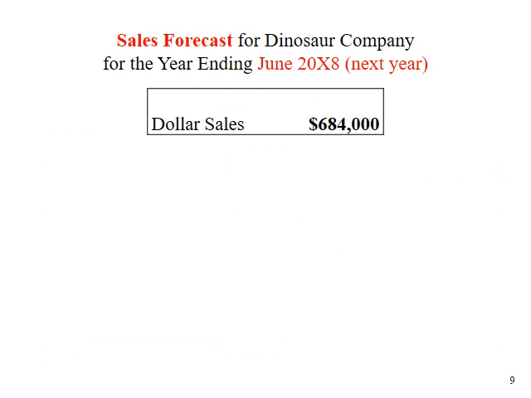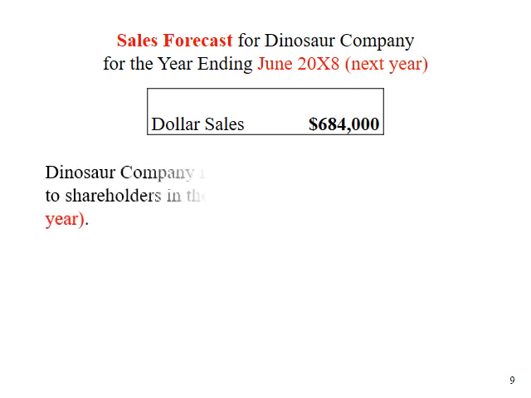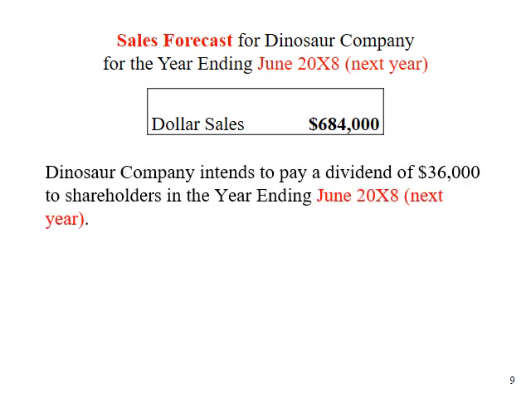The sales forecast for next year, June 20x8, is 684K. Dinosaur Company intends to pay a dividend of 36K to shareholders in the year ending June 20x8 next year.